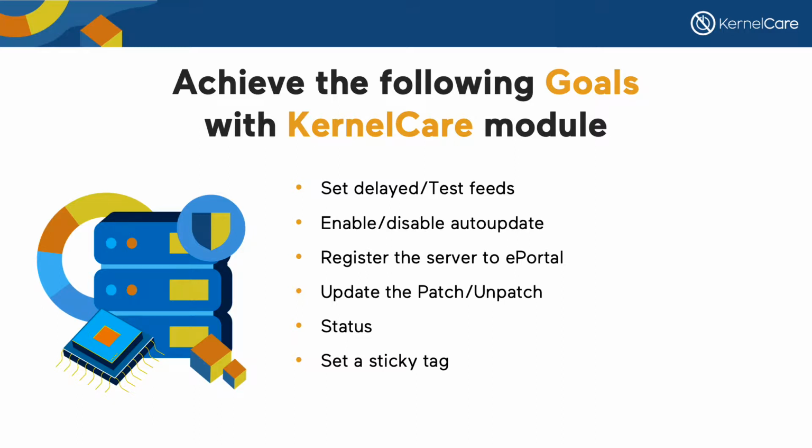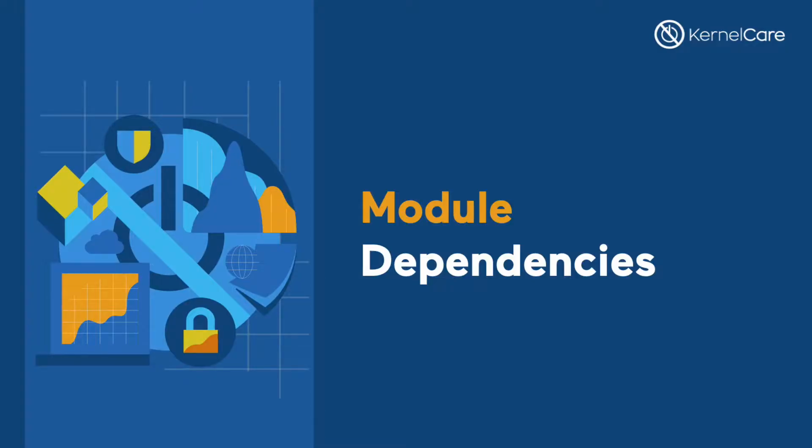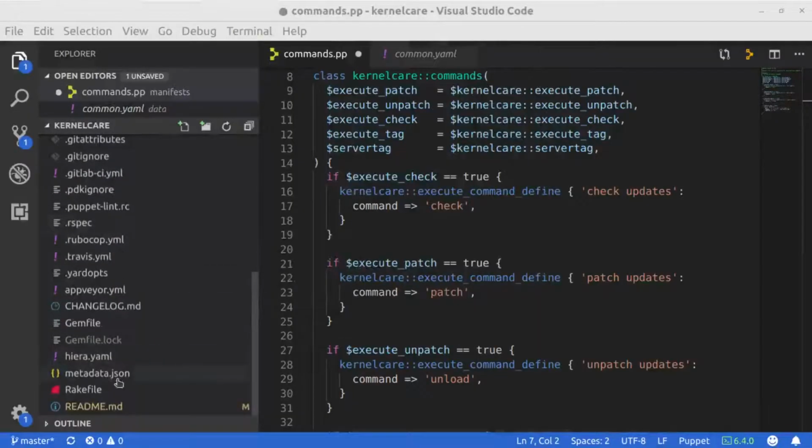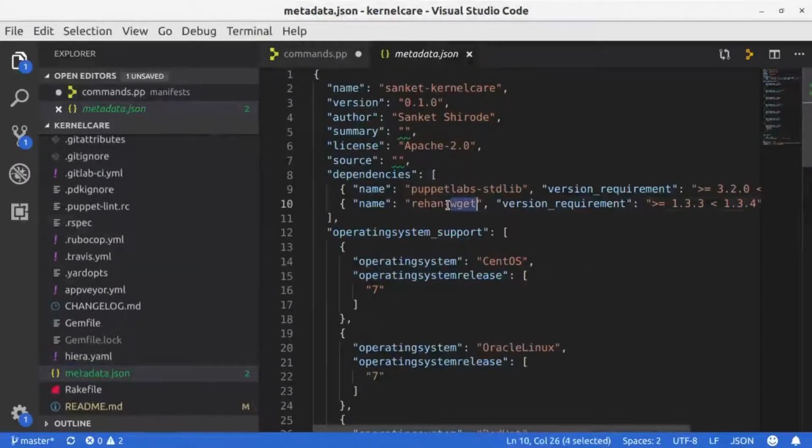Before proceeding with the demo on the actual CentOS machine, I would like to take you through the dependencies of this module. This module is dependent on two other modules. One is wget-rehan.wget and the other is puppet-labs-standardlib.